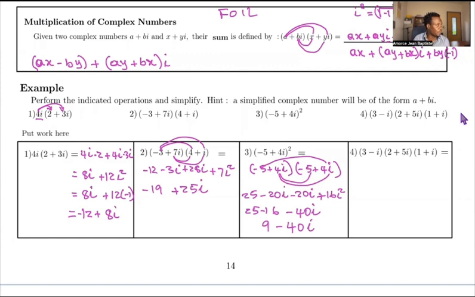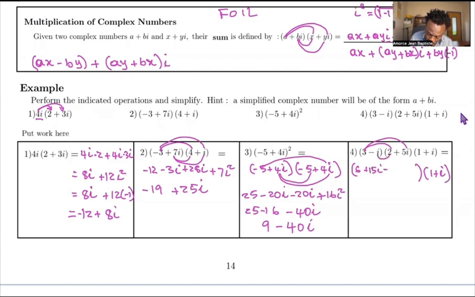And then finally, we're multiplying these three complex numbers: 3 minus i times 2 plus 5i times 1 plus i. So we're going to multiply the first two first, and then we would multiply the result times the third. That's 6, and then that's 15 plus 15i.